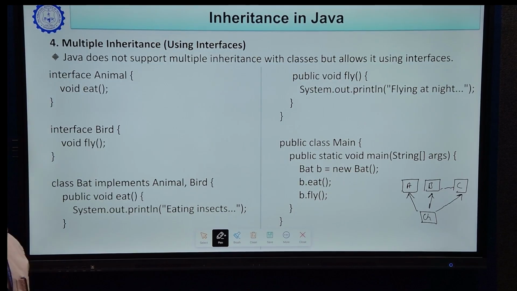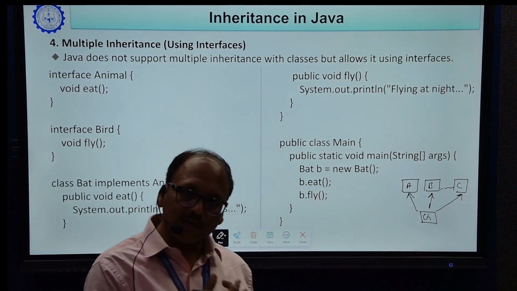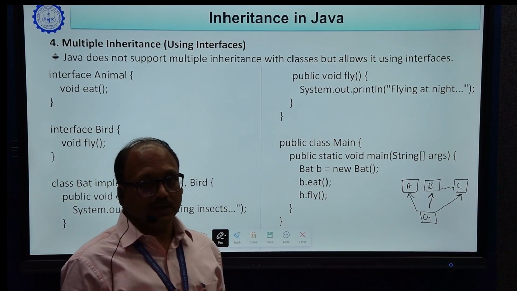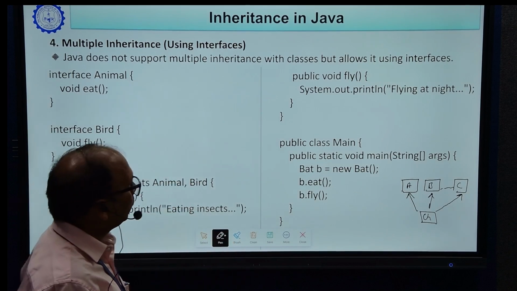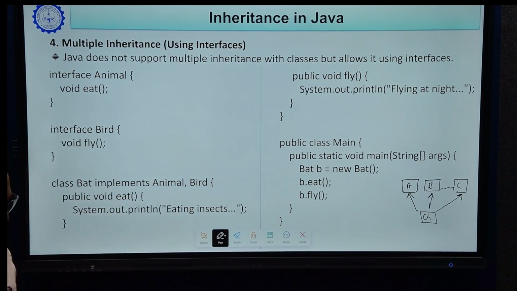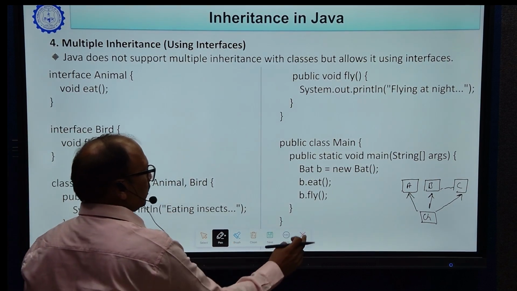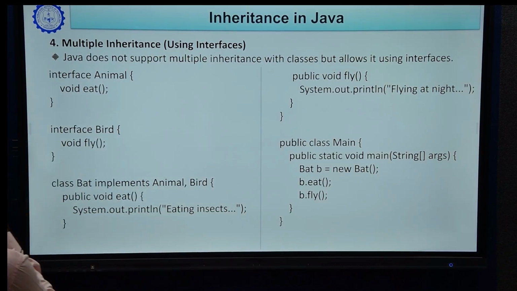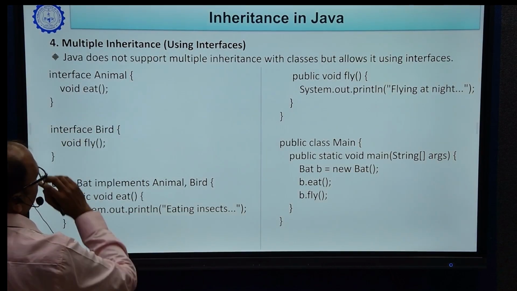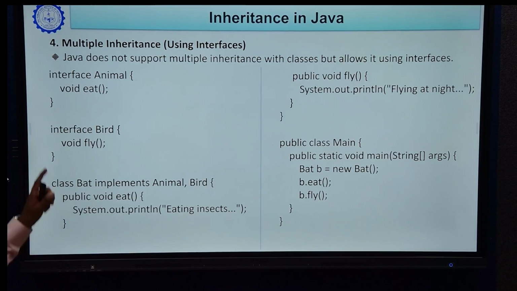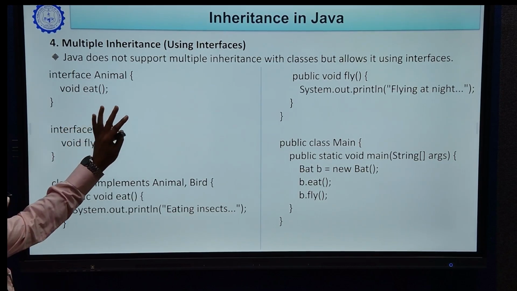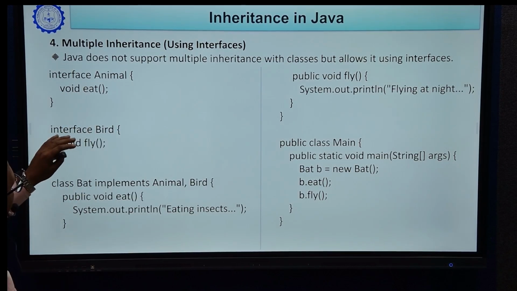So Java does not support multiple inheritance. We can do this in C++, but it is not allowed in Java. So with the help of an interface only we can do this, right? So now how can we do this? We are creating an interface animal, right? We will define the method here in this interface. We will create another interface.